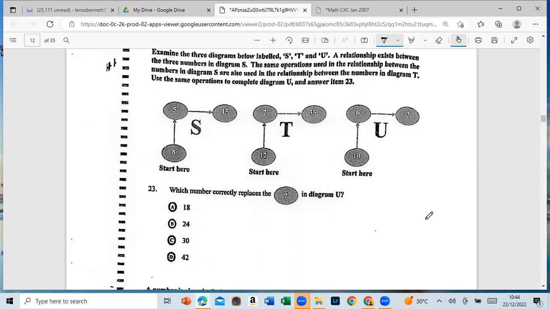All right, so what's the relationship? What's happening? Oh, you know it's 24. Explain. Who wants to take the floor?